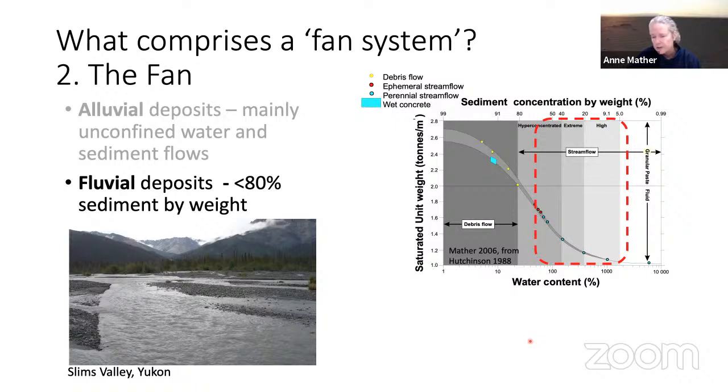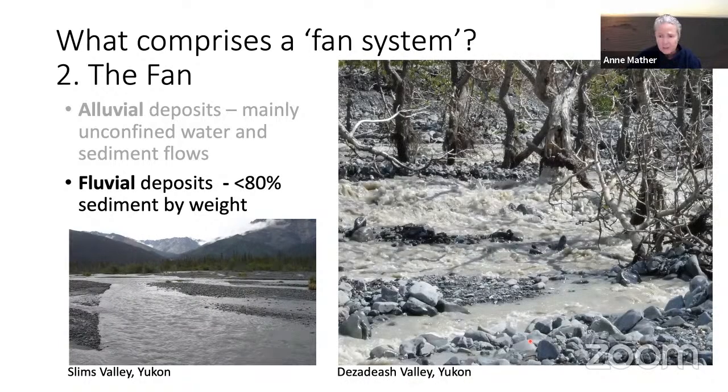If we consider on the right here, this diagram from the engineering literature, in most alluvial fans you're typically looking at high to hyper-concentrated amounts of sediment, less than 80% sediment by weight, but sediment charged. This is an example from the Yukon, and you can see that in a flood event, it's high in suspended sediment within the waters across that fan.